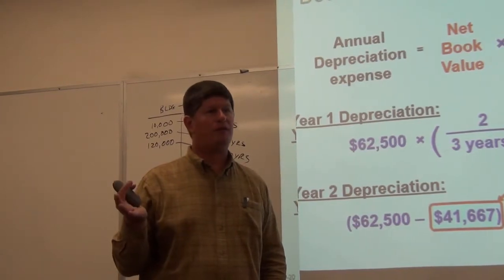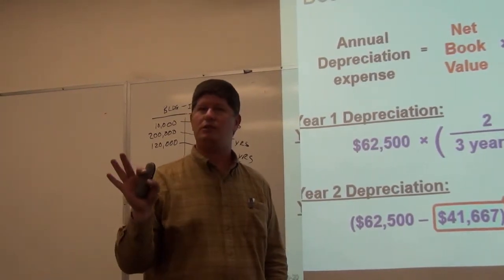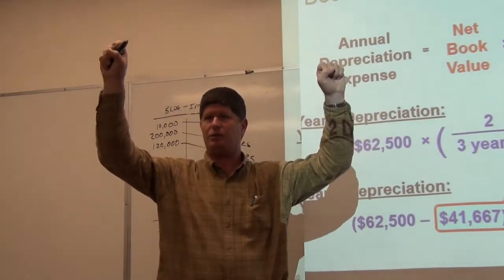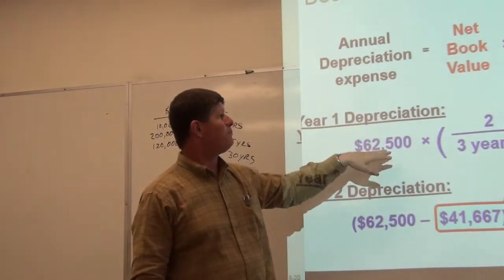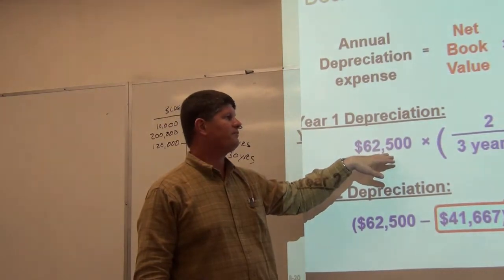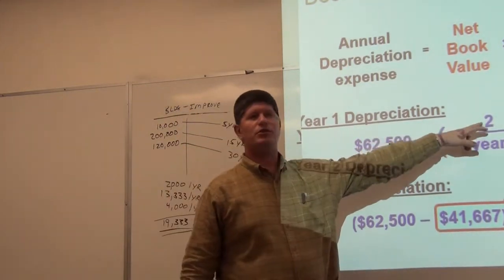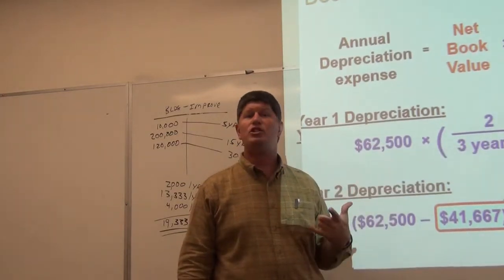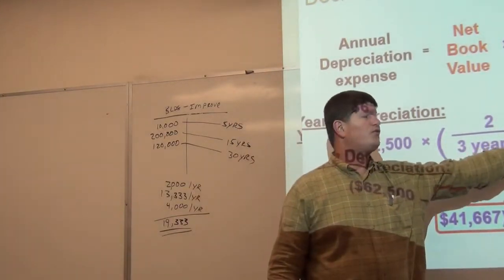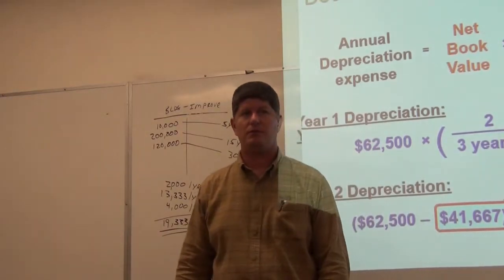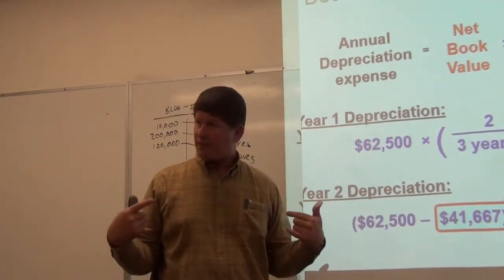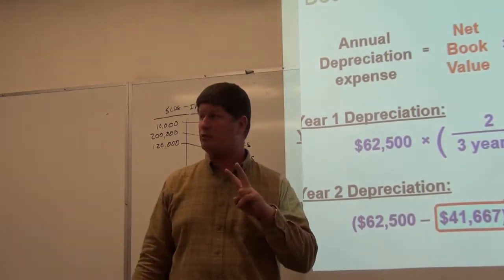It's the original cost, correct? We have no depreciation. Net book value is cost minus accumulated depreciation. So net book value is $62,500 times 2 divided by the useful life, which was 3. Our depreciation in year 1 is $41,000. Okay, it's a lot. It's bigger than the straight line method, correct? It's about twice as much.